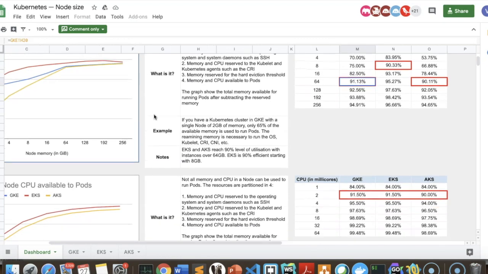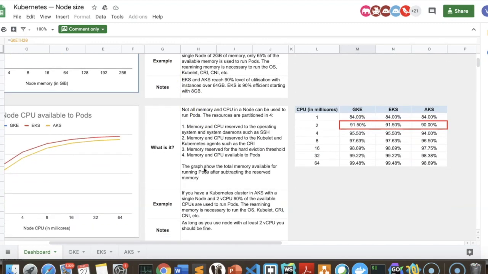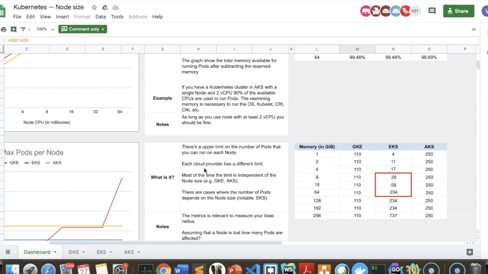And the second one, you can see a similar comparison on CPU usage. So in case of CPU usage, you can see if you allocate around 2 millicores, then you can see the sweet spots going beyond 90%. So as you can see, all the three top cloud providers are having the same number in CPU utilization. So there's not much to see there.